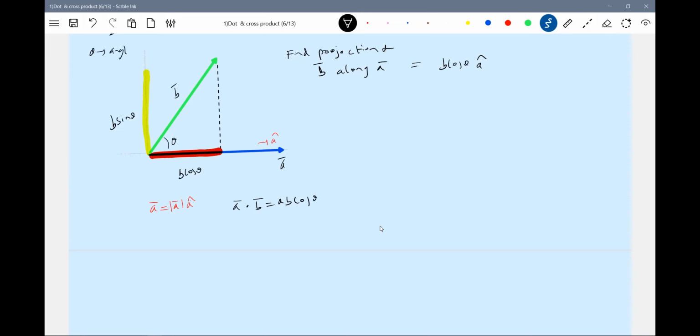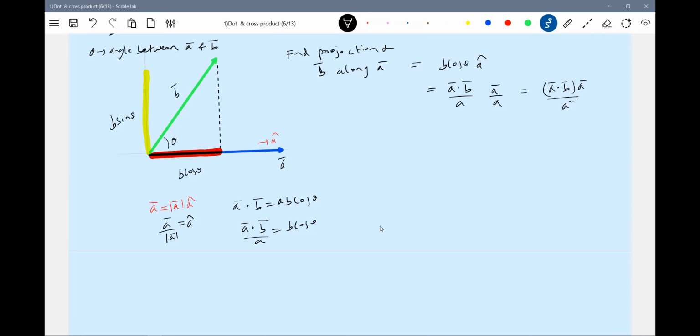And what is theta further? Theta is the angle between A bar and B bar. So B cos theta, what can we write? A bar dot B bar by A. And we know what A cap is; in place of A cap, I am going to replace it as A bar by A. So finally, what do we get? The projection will be A bar dot B bar by vector A bar by A square.